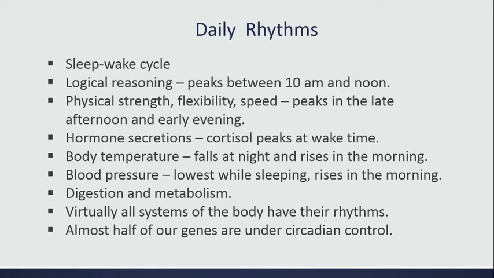One example is cortisol peaks at wake time. Your body temperature also fluctuates. It falls at night and rises in the morning. Blood pressure also has some fluctuation. It's lowest while sleeping and it rises in the morning. Digestion and metabolism also fluctuate. So virtually all systems of the body have their rhythms. Almost half of our genes are under circadian control.